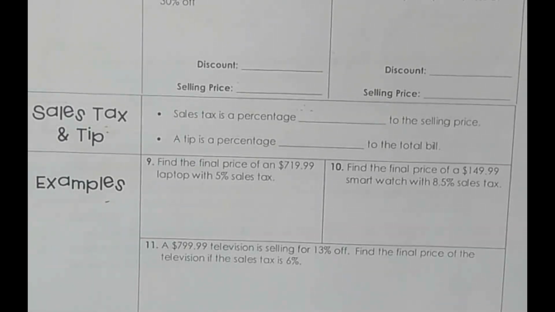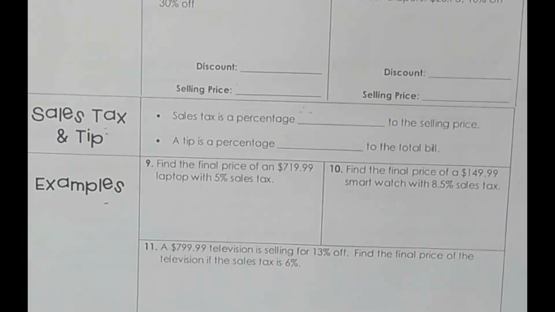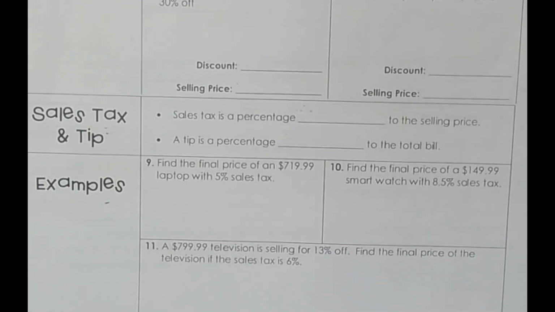Okay, so we were talking about discounts. Now we're specifically going to talk about two types of markups called tax and tip. Again, we see taxes on anything we pay for, and tip if we're tipping, say, a server at a restaurant.